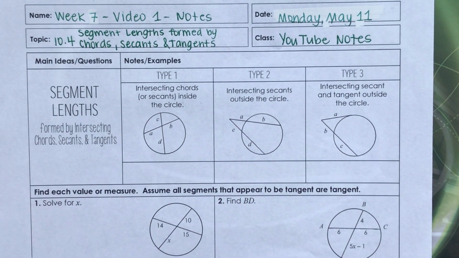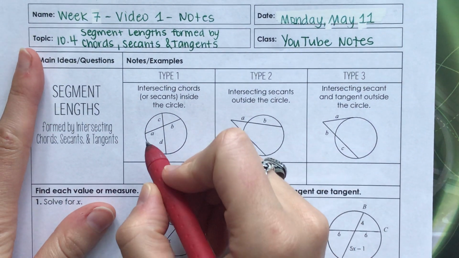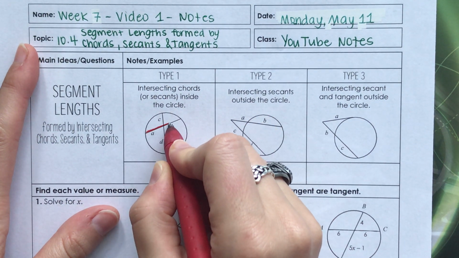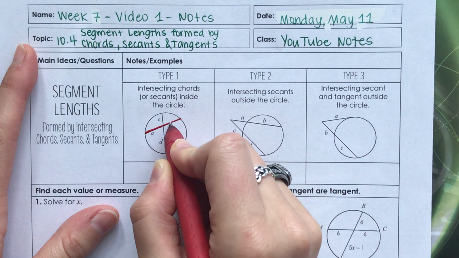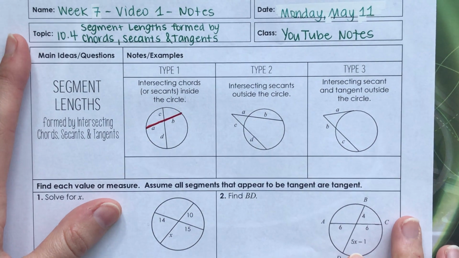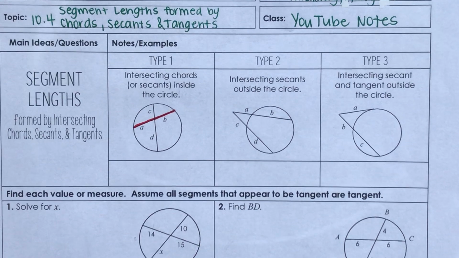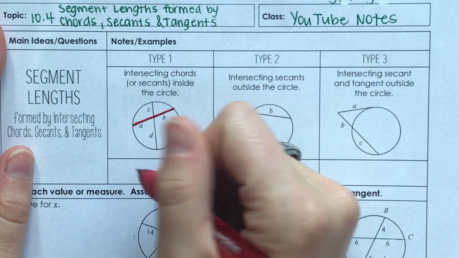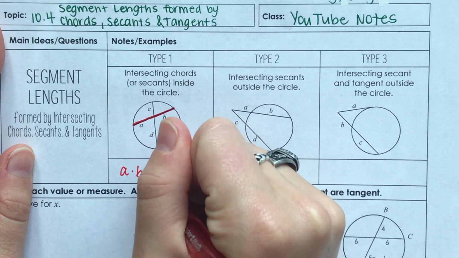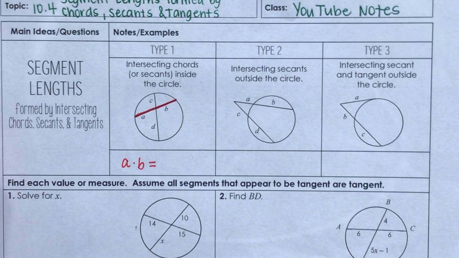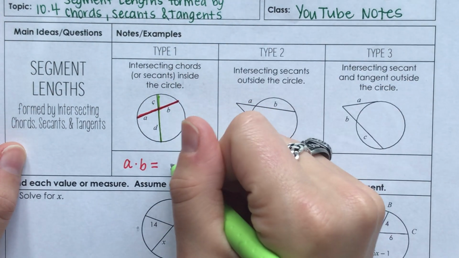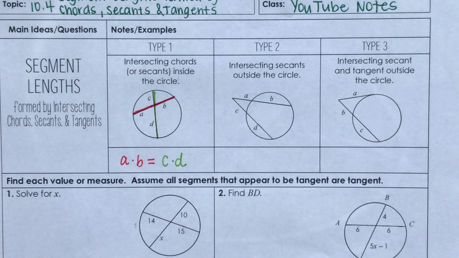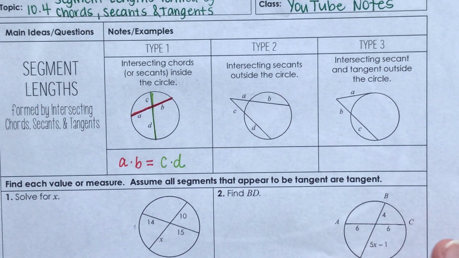Now, when we have two chords that are intersecting on the inside of the circle, what we can do is this. I find one of the chords. So here's one of the chords, this segment. Segment A is just this first half. Segment B is this second half. There is a property that if I multiply segment A times segment B, it should be equal to the other segment that is inside of the circle, which would be C times D. So that's my first type of intersecting chords that we're going to see.